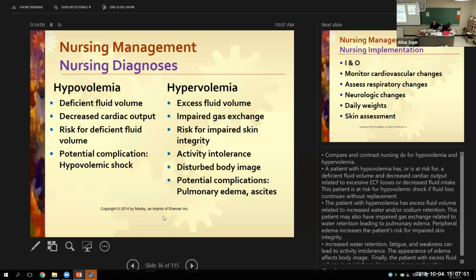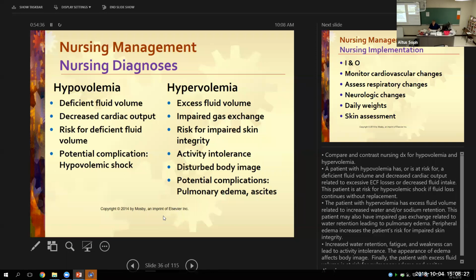Now the opposite side of that, hypervolemia. This is when you have too much fluid, okay? So excess fluid volume could be a nursing diagnosis. Impaired gas exchange could possibly be related to extra fluid in the vascular system. If you're going into congestive heart failure and some of that fluid is being pushed over into the pulmonary vasculature and into the lungs themselves, you could end up with pulmonary edema. That could be one way that you might have impaired gas exchange.